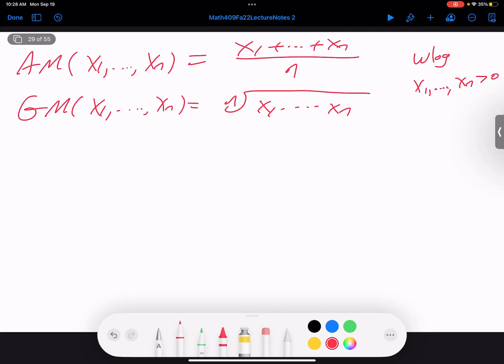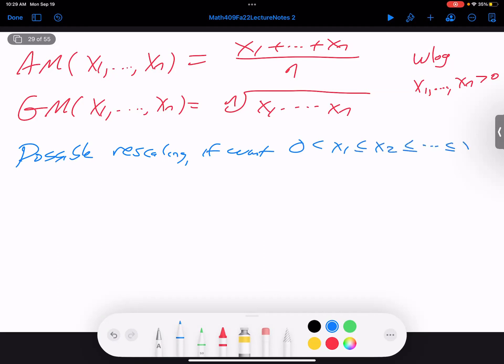So a lot of times, we might make some simplifying assumptions. Because the numbers are not 0, this gives us the ability to rescale. And so I want to talk about possible rescalings. If we want, 0 less than x1 less than or equal to x2 less than or equal to xn. So can somebody give me one possible rescaling that I can do? Set which one? So one is xn equals 1. I can rescale so that the largest value is 1.